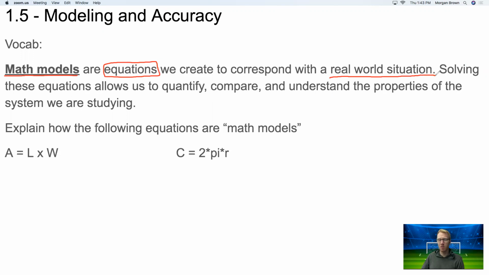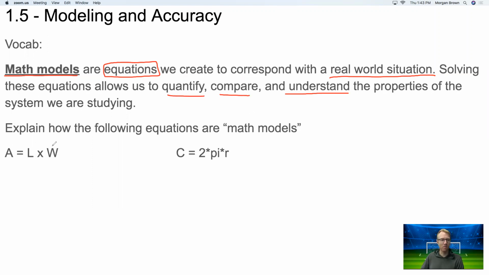So a lot of times in math, you work with equations with X and Y, and they don't have anything to do with something tangible or real. We're just manipulating variables and numbers. But the end goal for mathematics is to create math models that actually tie into something in the real world. And they allow us to compare or quantify or understand more about what's happening and report that information to other people usually.